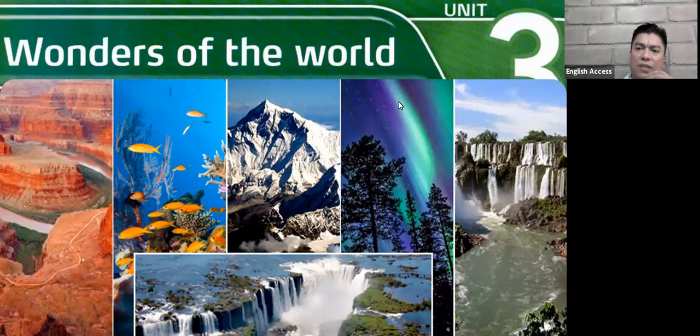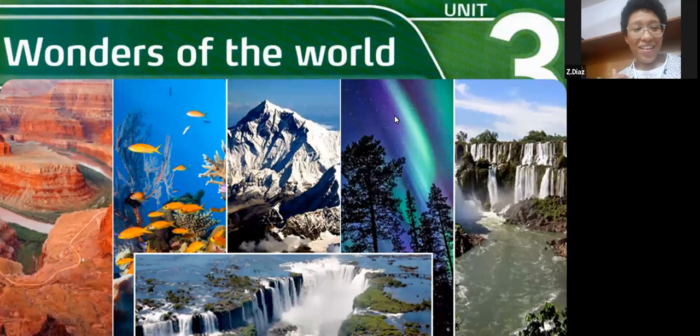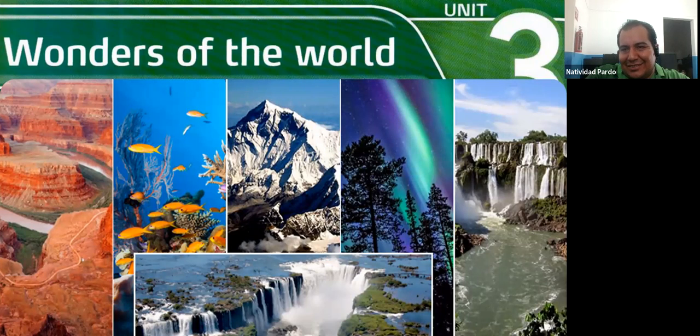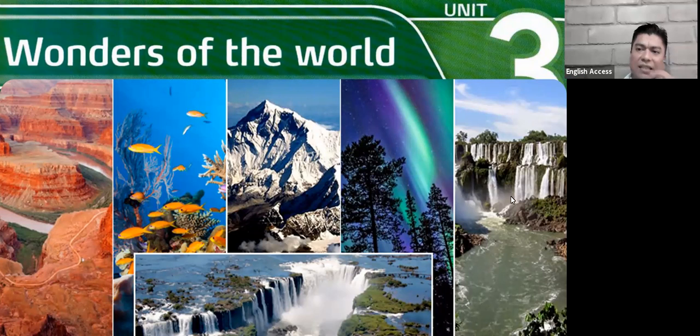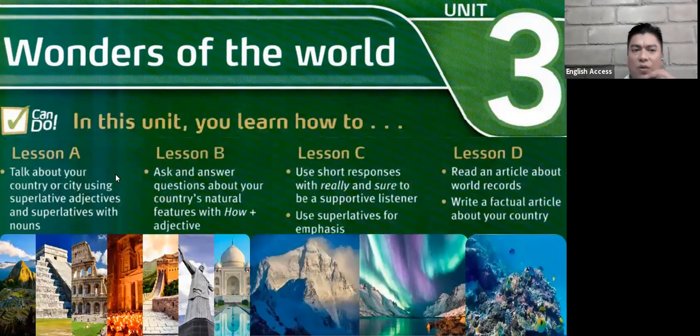Mountains. What do you call these guys? Aurora. In English? I don't know in English. Northern lights. And this? Waterfalls, that's right. In this unit, you learn how to.